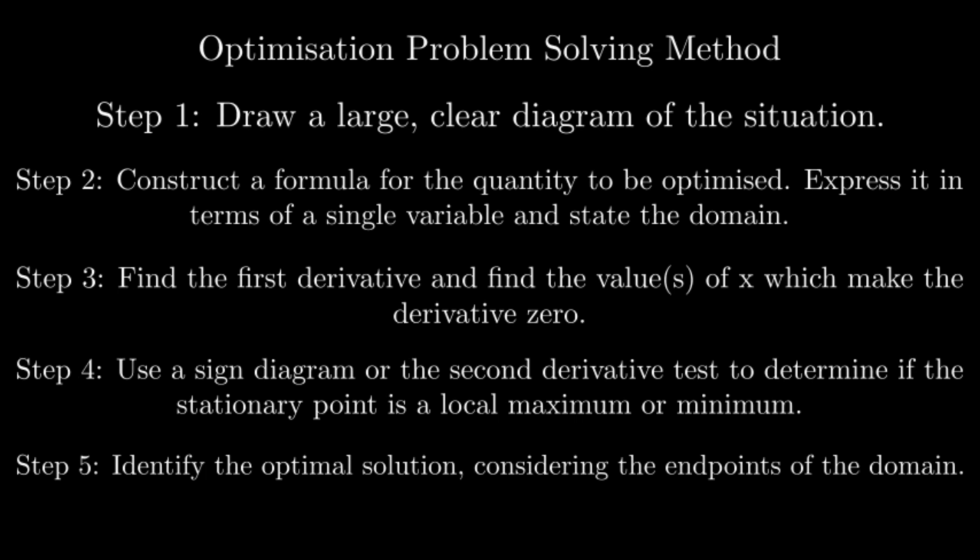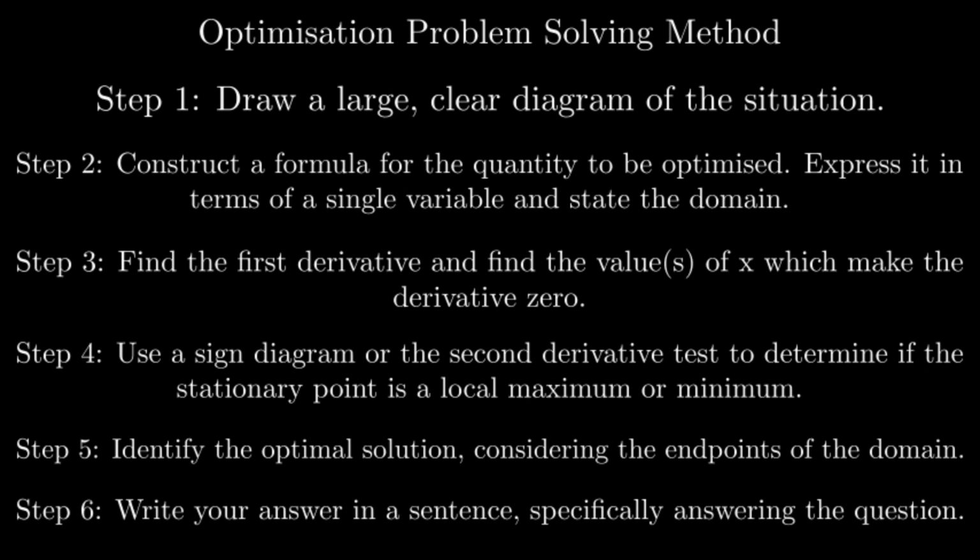Step 5. Now, identify the optimal solution. This means comparing the value at your stationary point with the values at the endpoints of the domain to find the global maximum or minimum. And finally, step 6. State your conclusion clearly in a sentence that directly answers the original question. Let's apply this method to our first example.